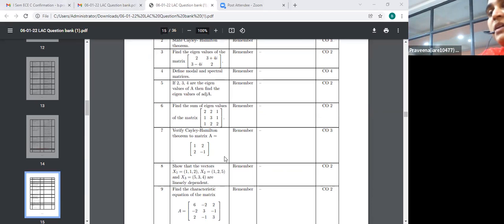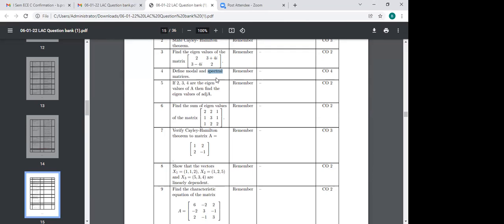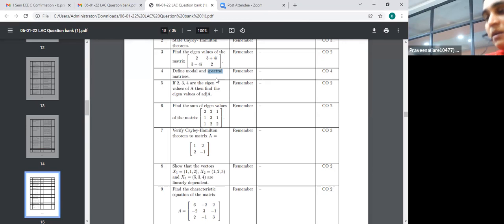What about the spectral matrix? Spectral means what? Spectral means? Okay, diagonalizable matrix only the spectral matrix, right? Diagonalize a matrix, we get the spectral matrix. Okay. Next, fifth question.